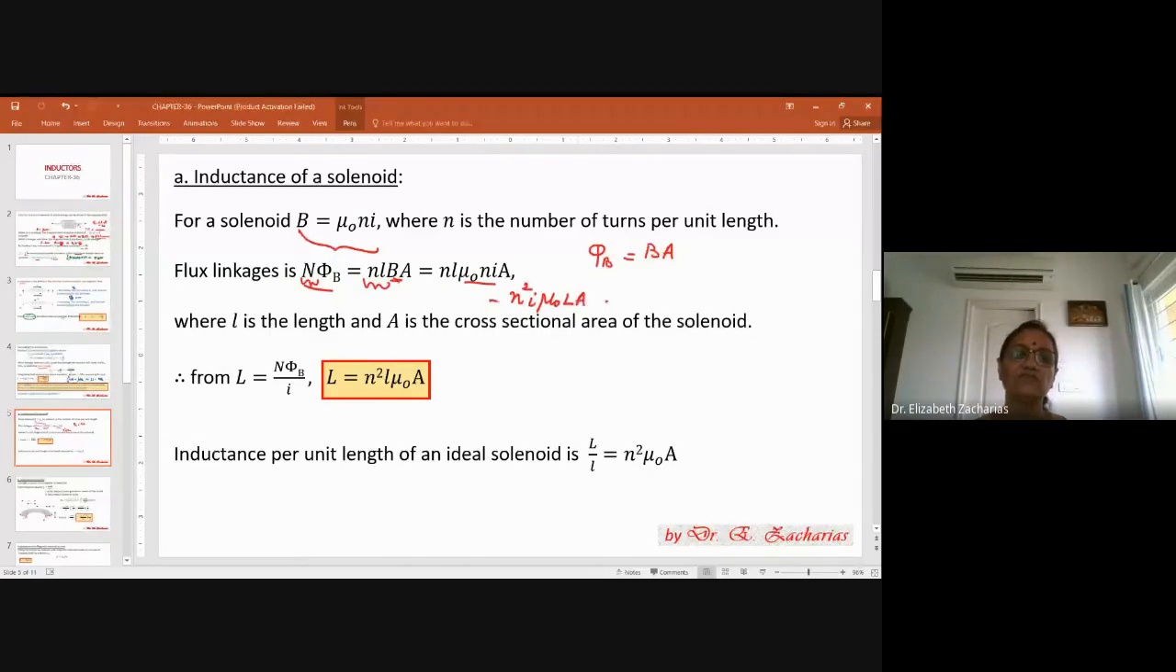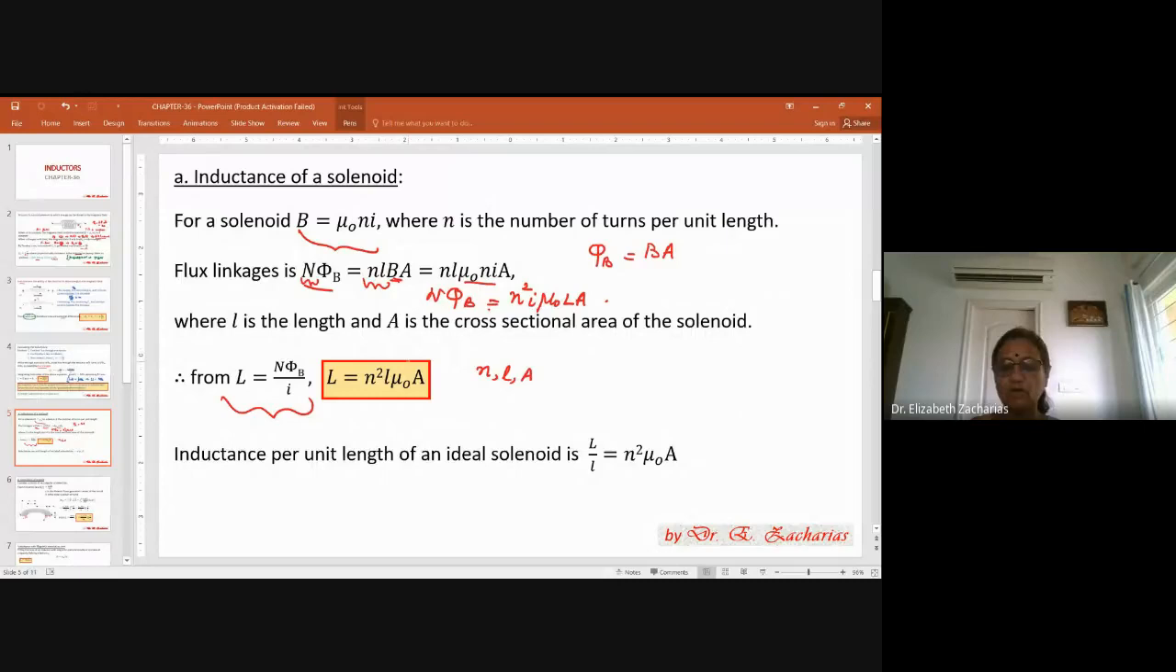So this is your flux linkages, N phi B. Now we already saw that L equal to N phi B by I. This was a general expression that we had got recently. So there you put this flux linkages. You will see that I and I will get cancelled out. You will get L is equal to N square L mu naught A. So once more, you are seeing that there is geometry involved. N, L, A. So it depends on the geometry of the inductor.